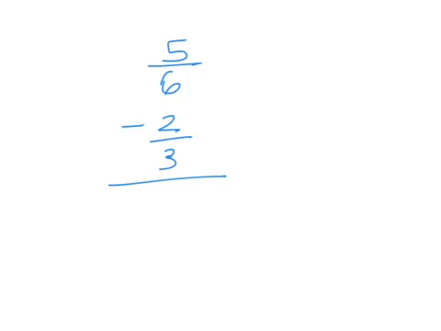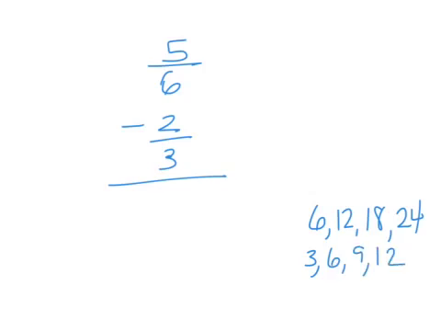So I think about my count bys of 6. 6 times 1 is 6, 6 times 2, 6 times 3, 6 times 4. So then I go to my 3's, and maybe I list them out this time. 3 times 1, 3 times 2, 3 times 3, 3 times 4. Oh, they have 6 in common. So 6 is my lowest common denominator.